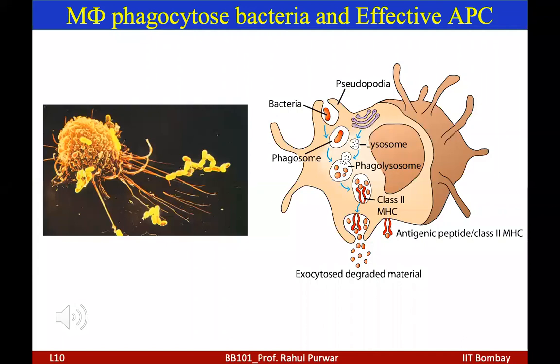Here you see this macrophage, which has pseudopodia. The bacteria comes, pseudopodia engulf it, and then it becomes a phagosome. In Professor Sanjeeva's classes, you have read about the lysosomes. Lysosome and phagosome fuse with each other, and that makes a phagolysosome. In the phagolysosome, the lysosomes carry the lysozymes, hydrolytic enzymes, and those hydrolytic enzymes will kill the pathogen.